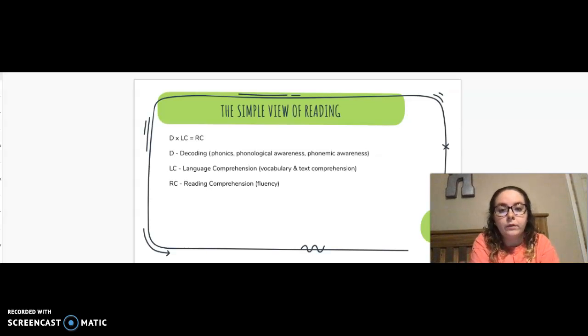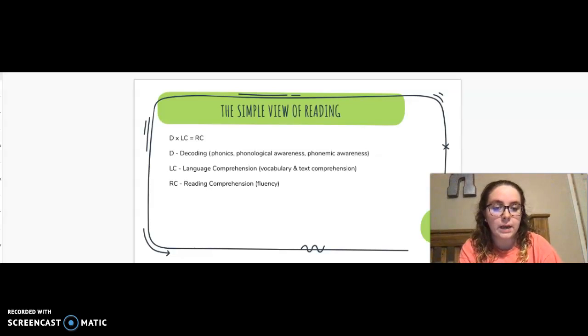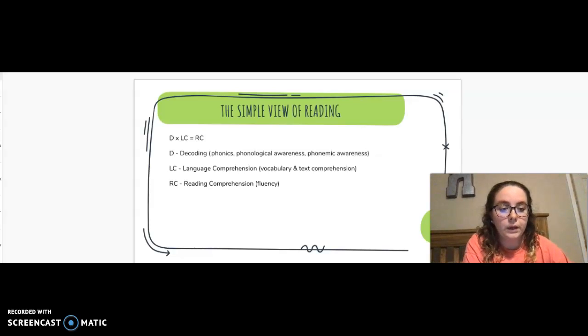We next have the simple view of reading. So D times LC equals RC, which means D stands for decoding, which has phonics, phonological awareness, phonemic awareness. Your language comprehension is LC, and it includes vocabulary and text comprehension. And RC is reading comprehension or fluency. And for a student to be proficient in reading, a student must complete the formula in the correct order. And that formula means that we must have strong decoding skills and strong language skills to be able to have reading comprehension.